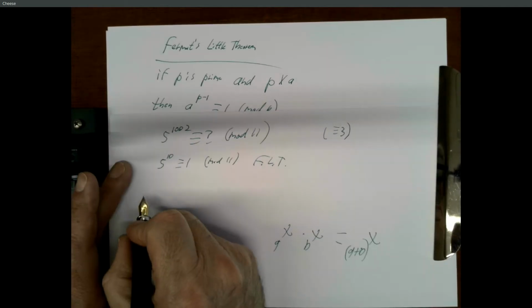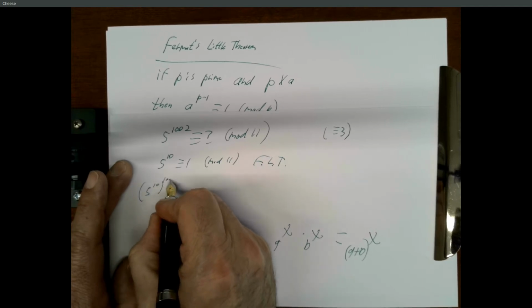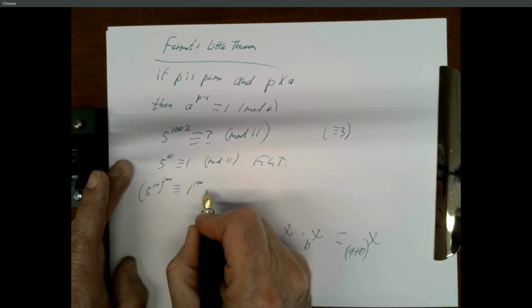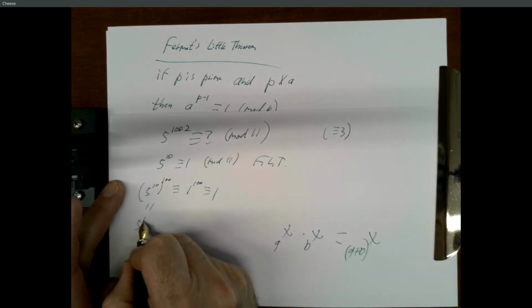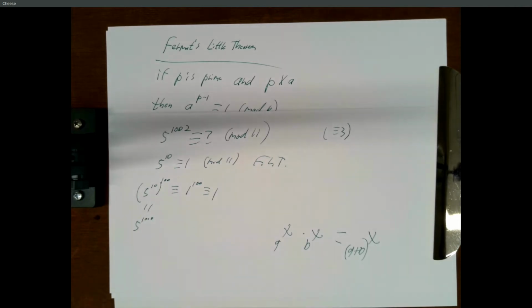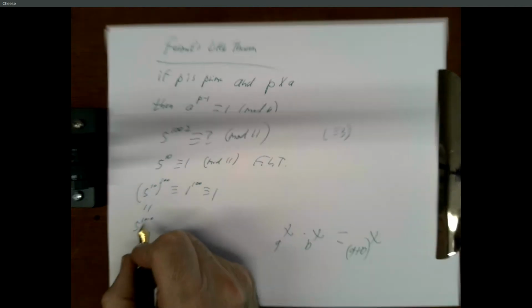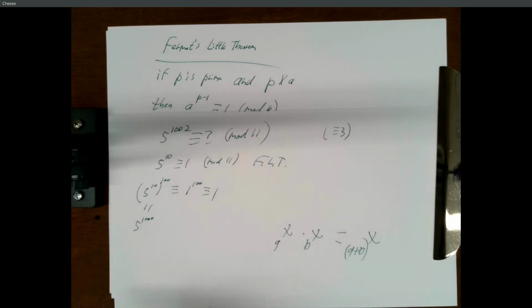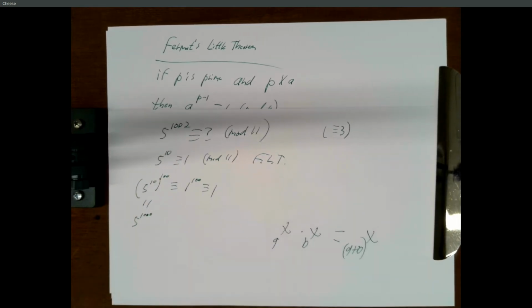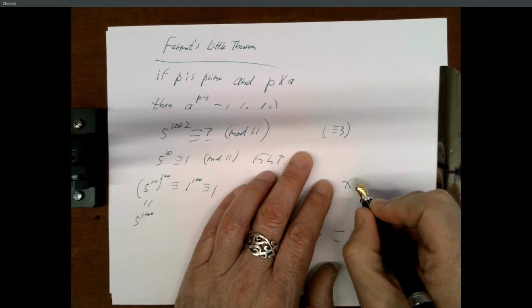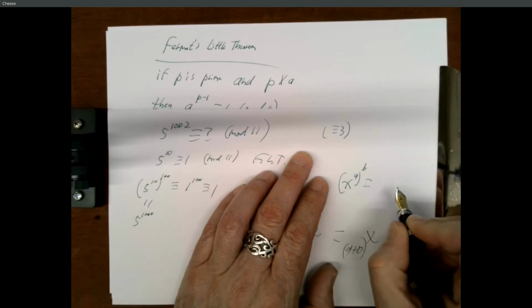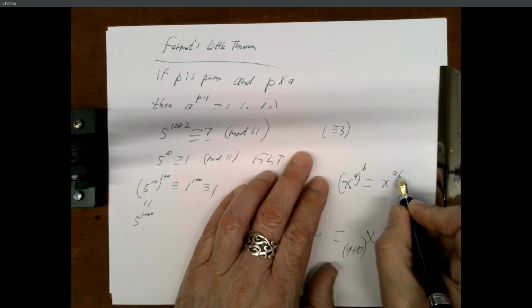So if I take 5 to the 10th and raise it to the 100th, that's congruent to 1 to the 100th, which is still just 1. But what is 5 to the 10th to the 100th? That's 5 to the 1000th. So we can play with laws of exponents. 5 to the 10th to the 100th is 5 to the 10th multiplied by itself 100 times, which is 5 to the 10 added to itself 100 times. So this general law of exponents is x to the a to the b is equal to x to the a times b.